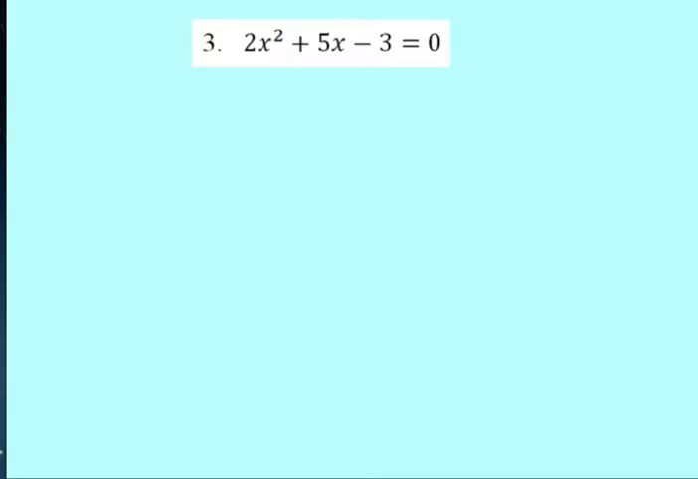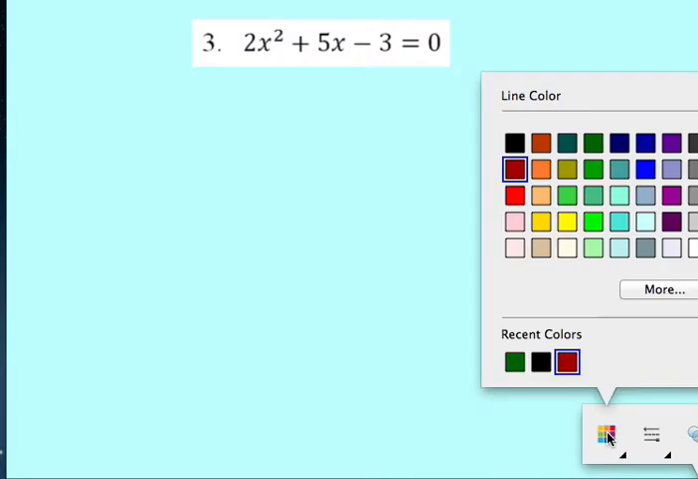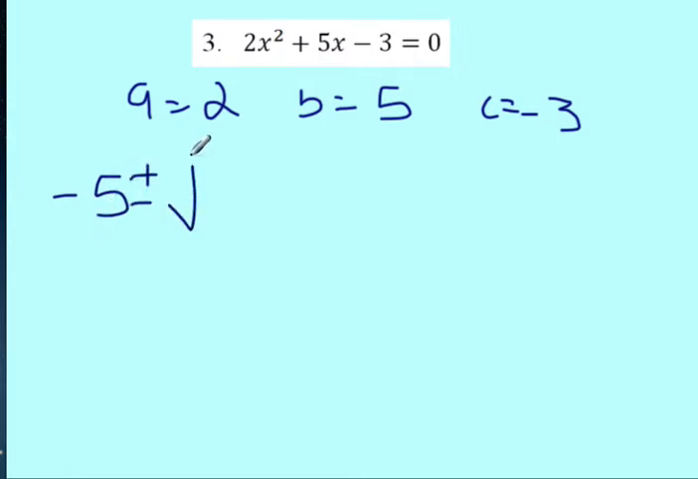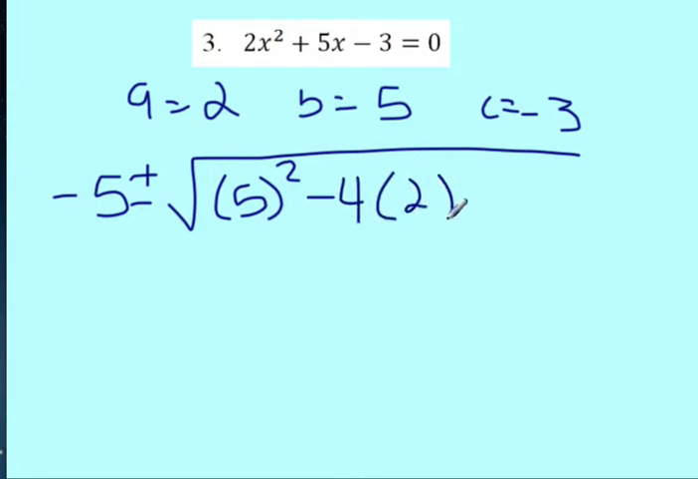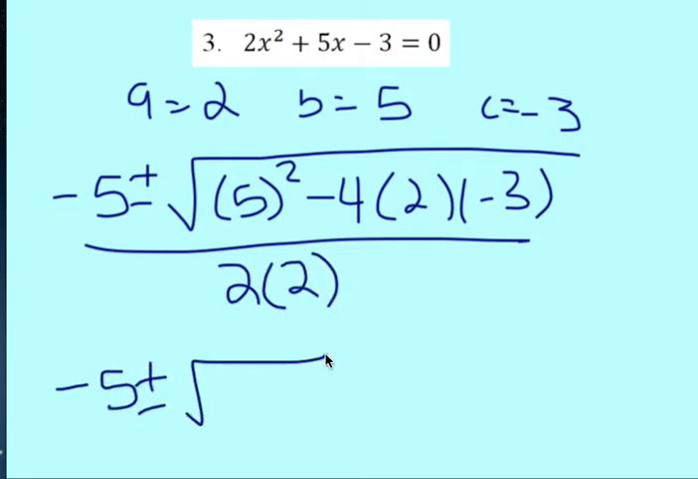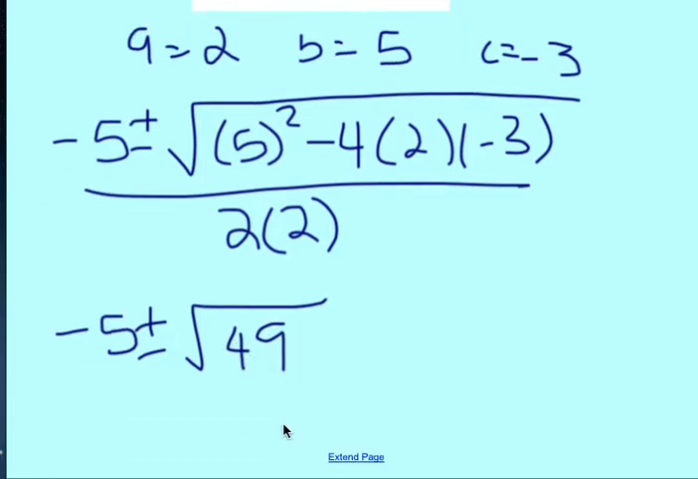So let's take a look at number 4, which is number 3 on here, but number 4 for you guys. My a is going to be 2, my b is going to be 5, and my c is going to be negative 3. So I get the opposite of b plus or minus the square root of b squared minus 4 times a times c, all of that over 2 times a. So now I'm going to do negative 5 plus or minus the square root of 5 squared minus 4 times 2 times negative 3. When you punch that in your calculator, you're going to get 49. So the square root of 49, divided by 4.